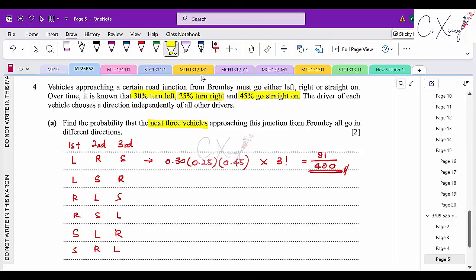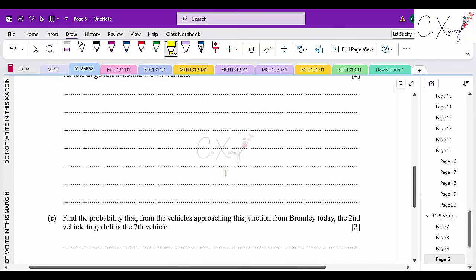Okay, so some students say that I want to list out one by one, and I add one by one. Can or not? Also can, but it will be very time consuming. So the faster way is that you just try to consider all the possible cases for the vehicles to go. What's the direction that they should go, right? So you have to consider the arrangement for the 3 cases here, the 3 items here, right? Okay, then let's continue for part B.